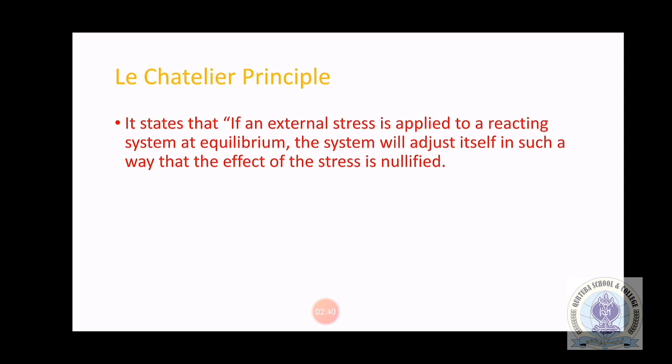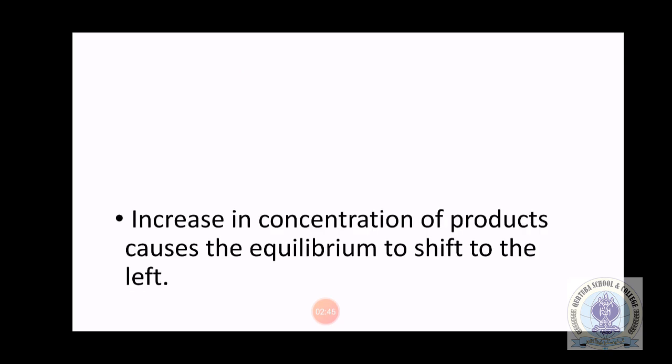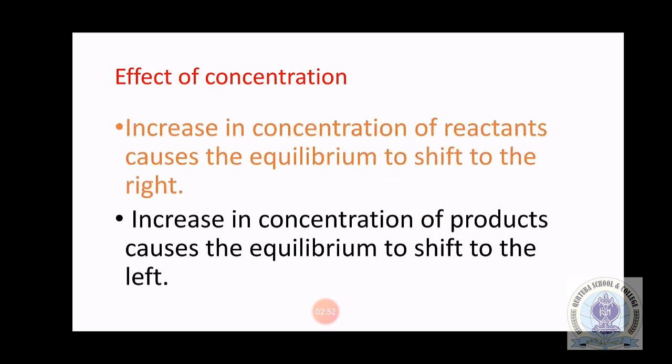There are many factors that affect the equilibrium state, and among them the first one is the effect of concentration. Dear students, how does the concentration affect the equilibrium state? An increase in the concentration of reactant at equilibrium will shift the equilibrium towards the right, which means that the reaction will proceed in the forward direction in order to reduce the amount of reactant so that the equilibrium state is achieved. Secondly, an increase in the concentration of product causes the equilibrium to shift to the left, which means that the reverse reaction will be favored.